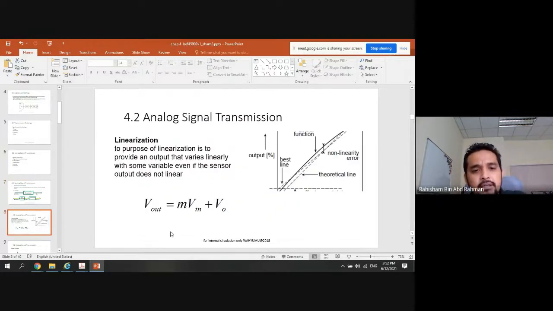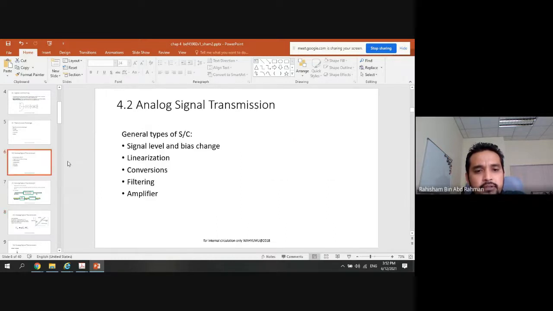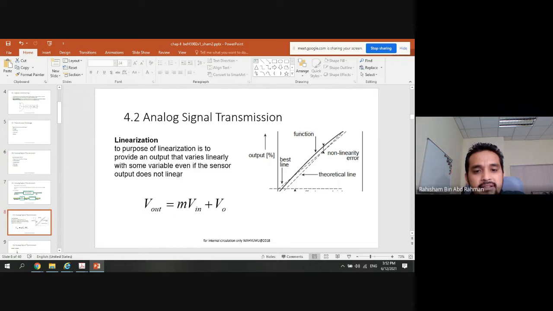And for the second one, signal level and bias. Now we come to the linearization. Linearization is related to linearity. Linearity refers to our y equal to mx plus c, right? The linear graph. Okay, y equal to mx plus c.